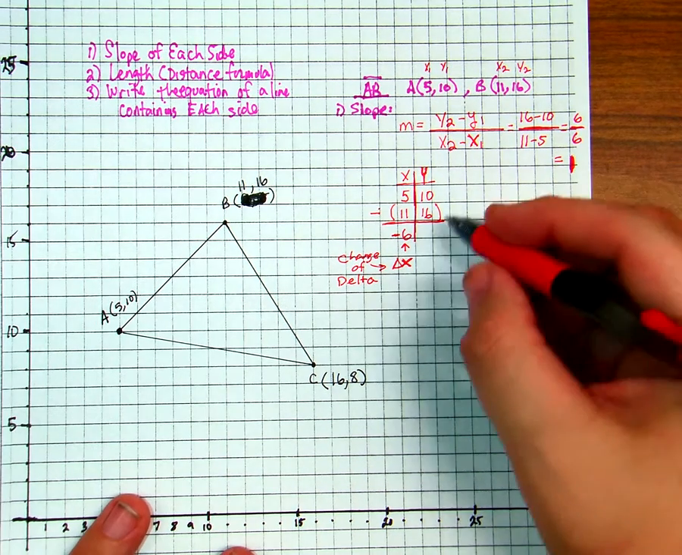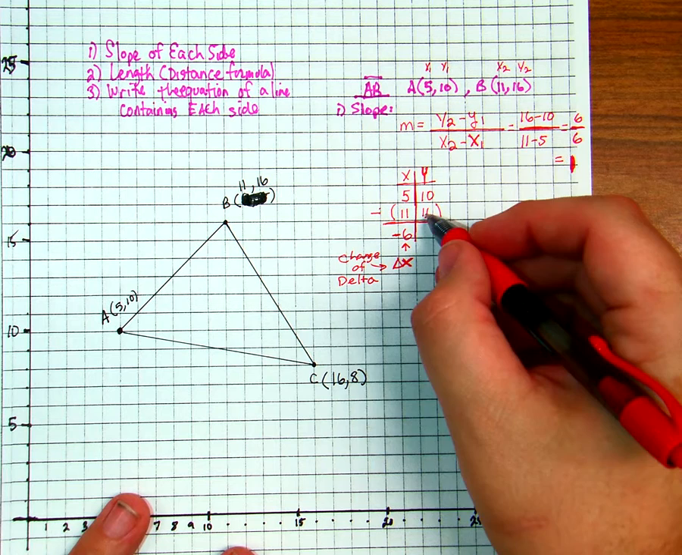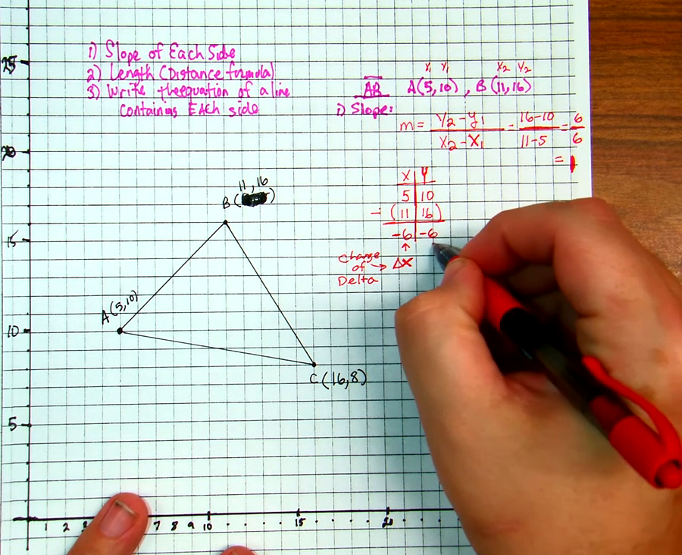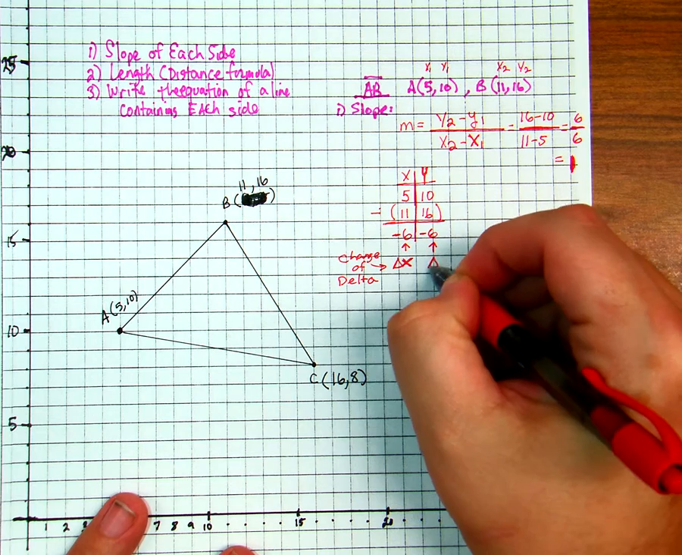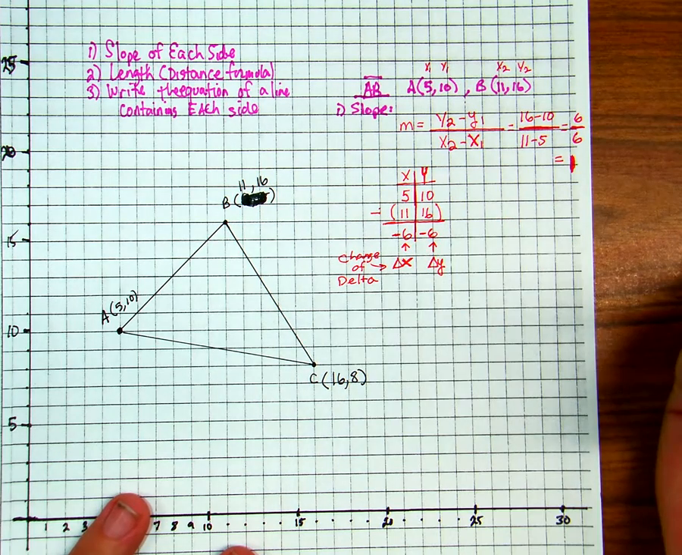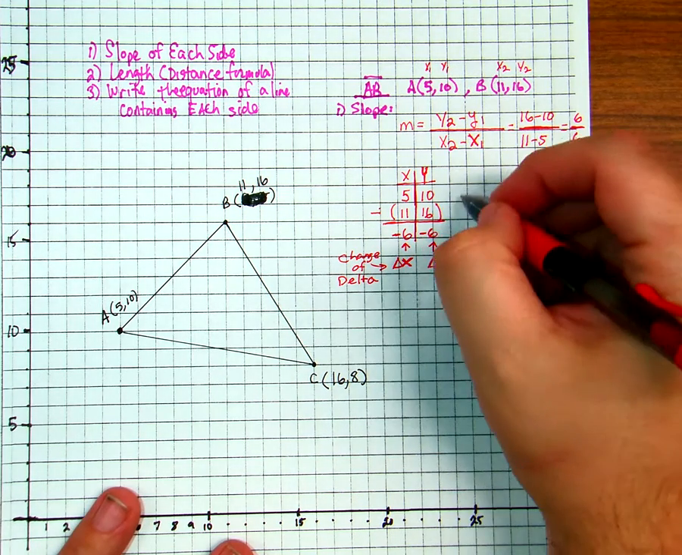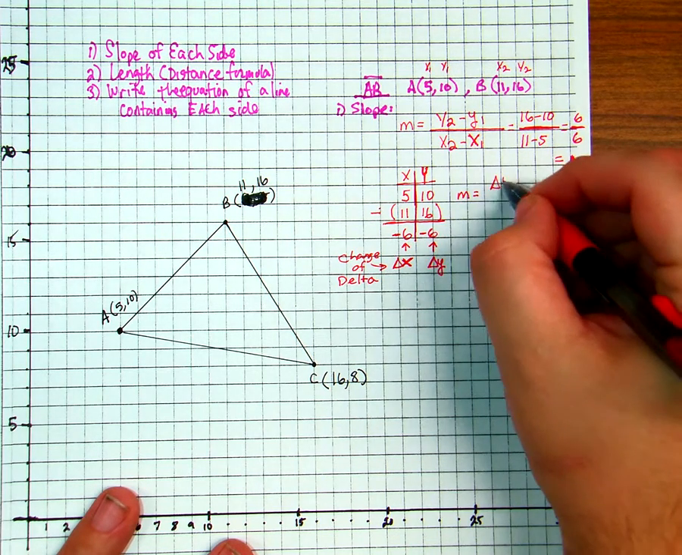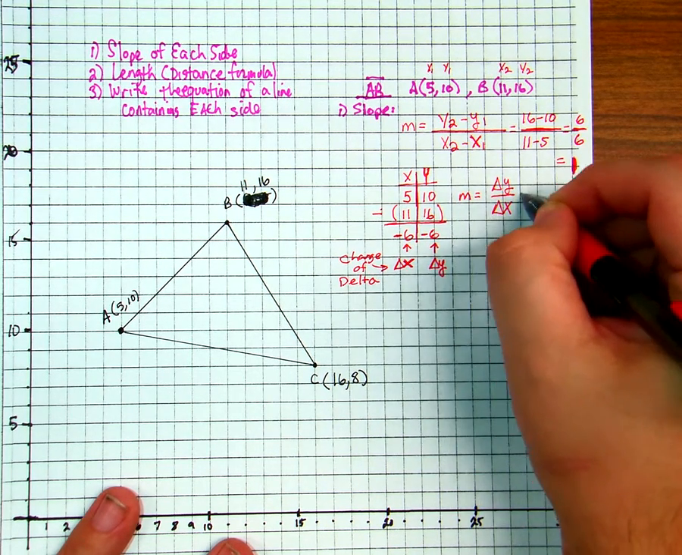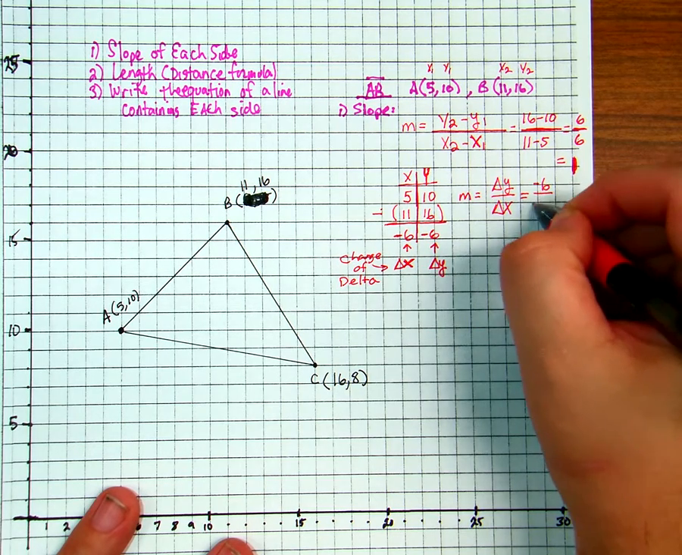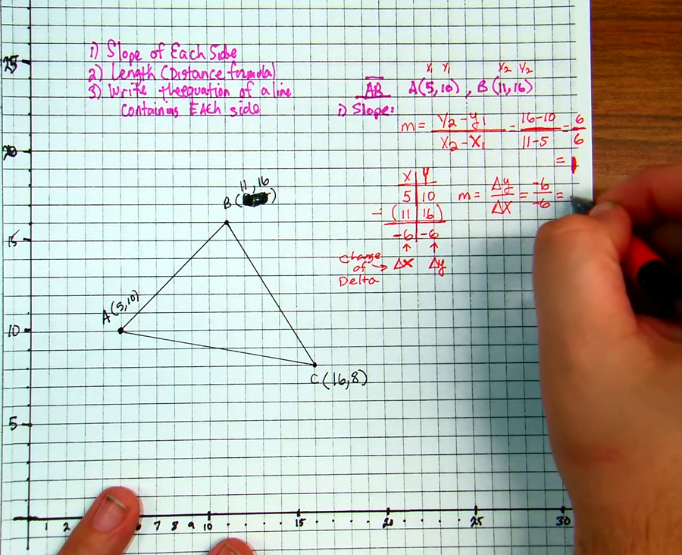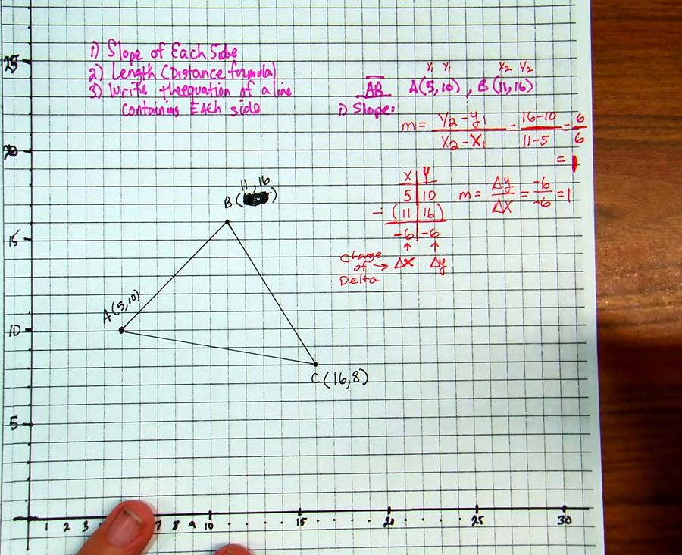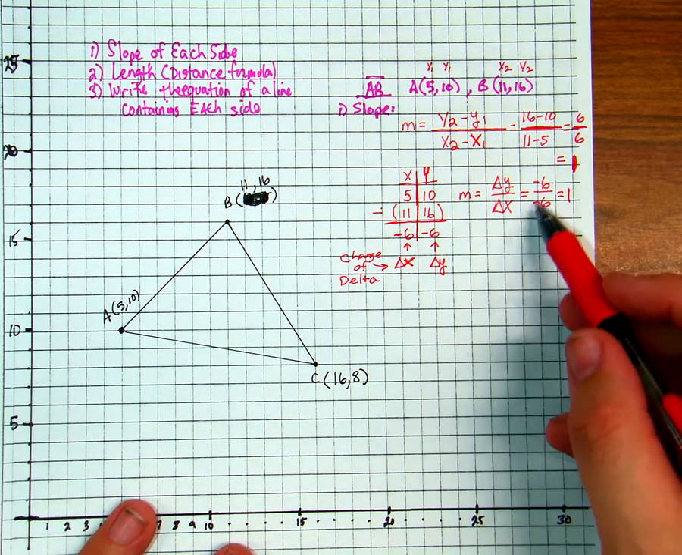Now, what's 10 minus 16? Negative 6. This guy is delta y, which is the change in y. And from here, the slope is going to be equal to delta y divided by delta x, which is negative 6 over negative 6, which is 1, positive 1. Negative divided by negative is positive. Is that the same thing we got before? Muy bien.